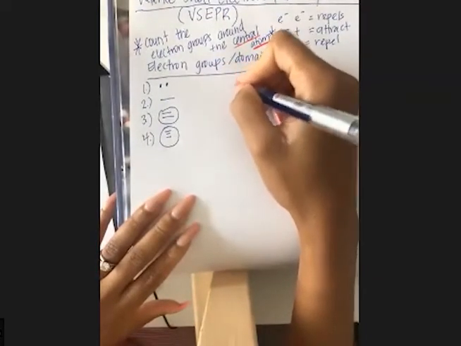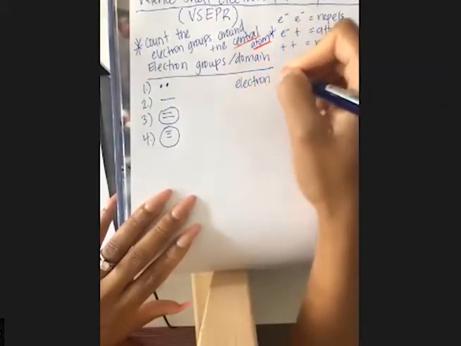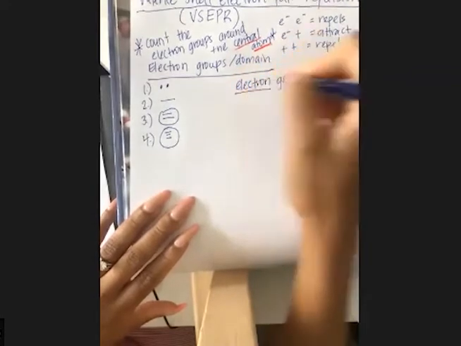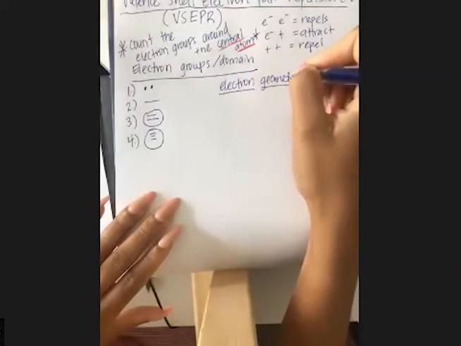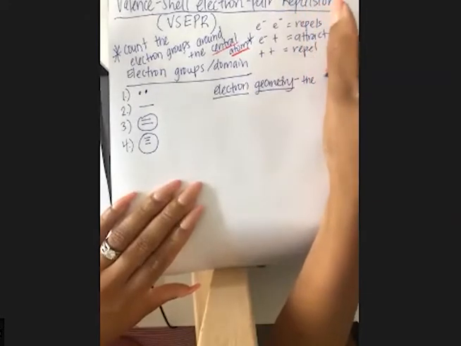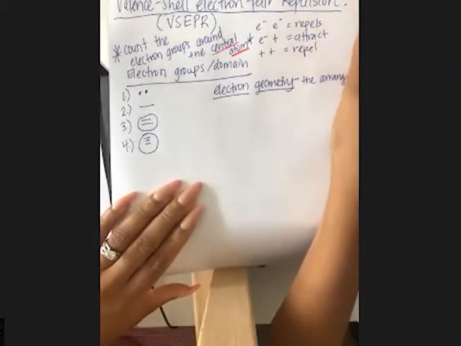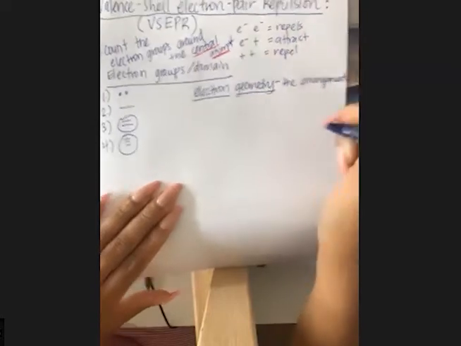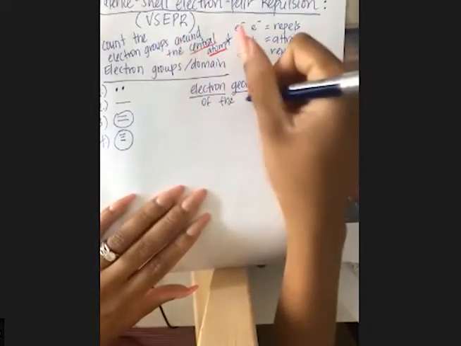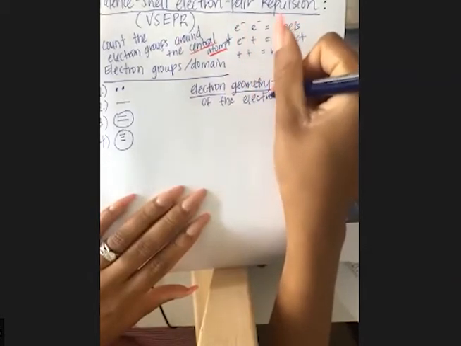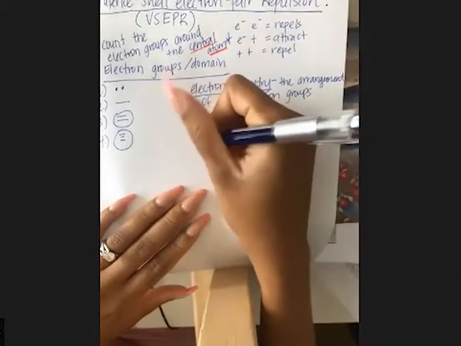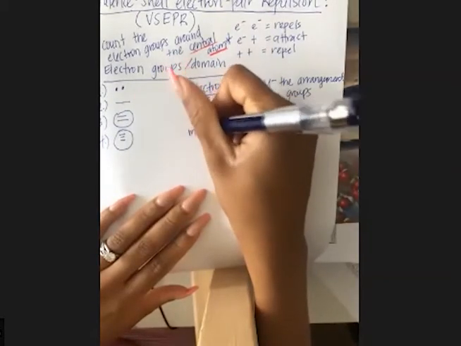And we have the electron geometry versus the molecular geometry. So the electron geometry is just the arrangement of the electron groups, whereas the molecular geometry is basically the overall shape.